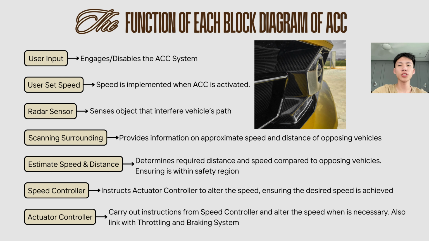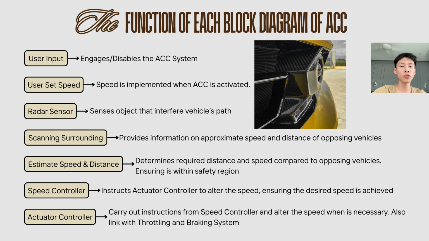Moving on to the next slide, which is the function of each block diagram in the ACC system. As previously mentioned, the user input is where the user engages or disables the ACC system and sets a speed that is desired by them. The radar sensor is then employed to sense the object that interferes with the vehicle's path. Scanning the surroundings provides information on approximate speed and distance of the opposing vehicles. This will also help to determine the required distance and speed compared to opposing vehicles, ensuring it is within safety distance.